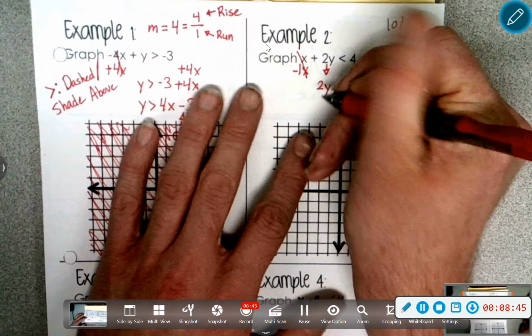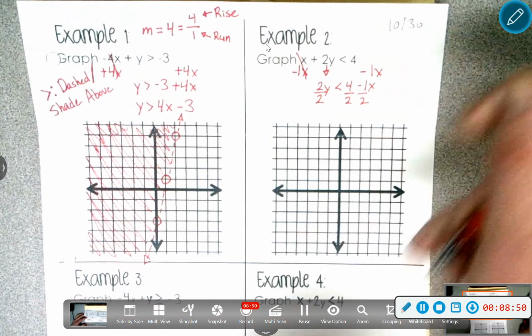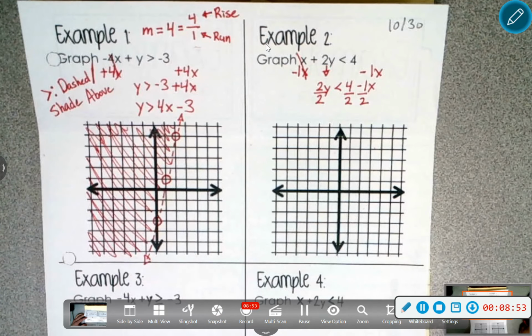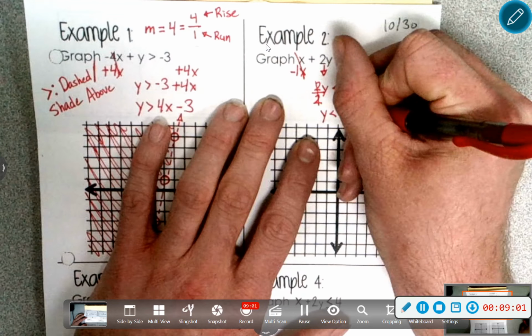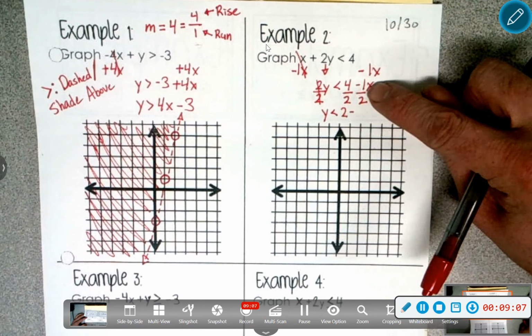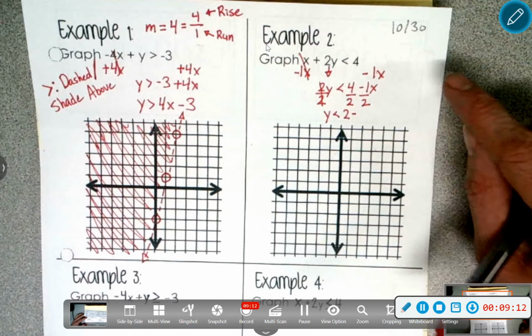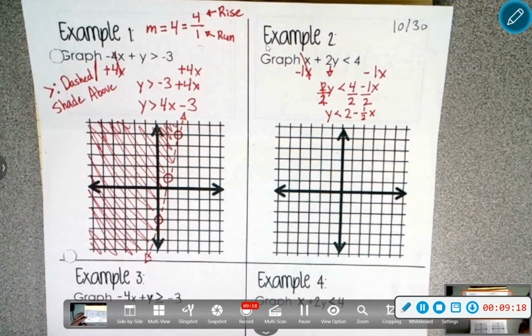What do I need to do now? You have to divide by 2. We're going to divide every single term by 2 to keep my equation balanced. And I get y is less than 2 minus 1 half x, right? Wait, why is it minus? Because it's a negative. Because when there's only one negative number, then it's negative.